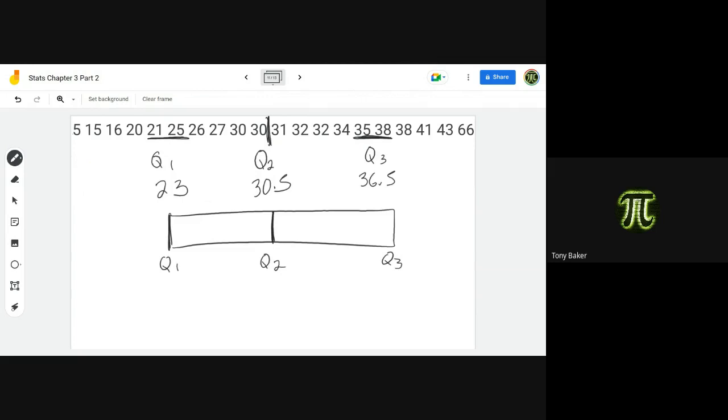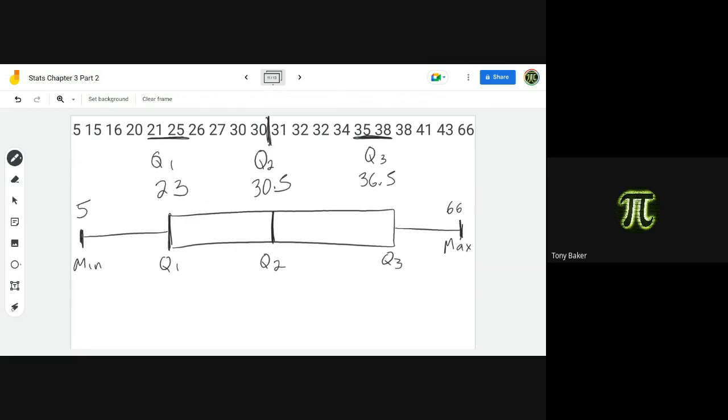So that's my box. What would be my whiskers? Yes, my minimum and my maximum. So my minimum in this case is 5, and that's my min. And my maximum in this case is 66. But we're going to find out something interesting about 66 in a second. That's a box and whisker plot. We're going to make one change to it in a minute.